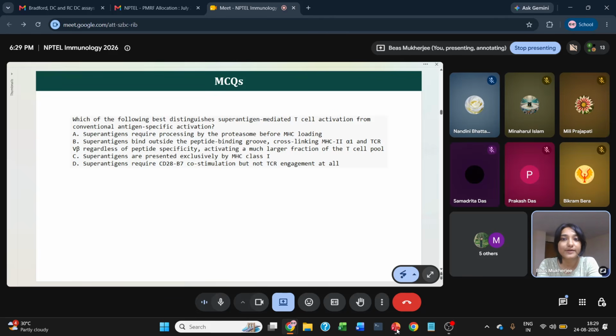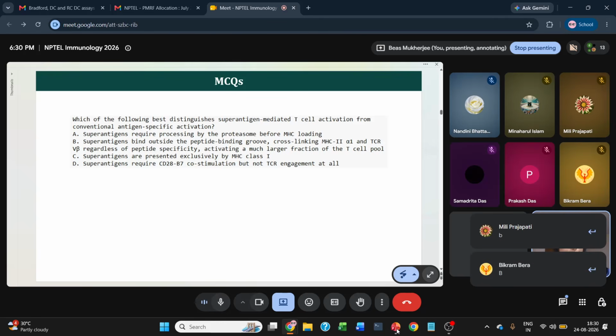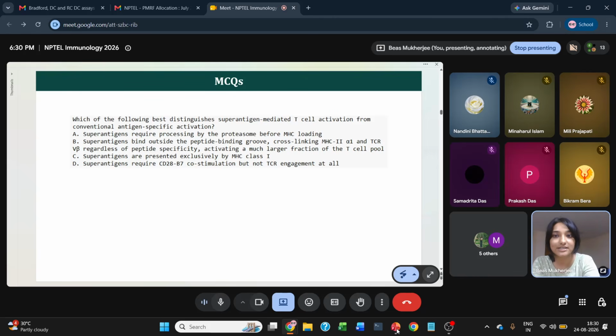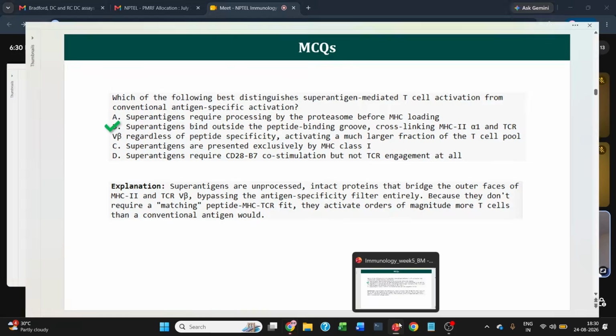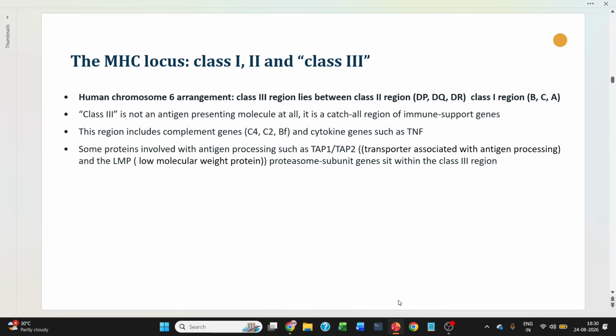Which of the following best distinguishes superantigen-mediated T cell activation from conventional antigen-specific activation? A: Superantigens require processing by the proteasome before MHC loading. B: Superantigens bind outside the peptide-binding groove, cross-linking MHC II alpha 1 and TCR-Vβ regardless of peptide specificity, activating a much larger fraction of the T cell pool. Yes, correct. So that is the right answer. Good. Now we will move on.